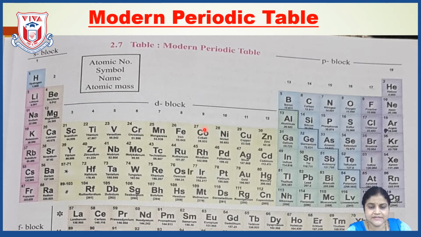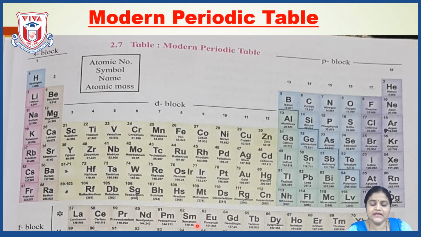Now not only this, the whole table is again classified block-wise. Here you can see the S block, then towards the right is the P block, at the center is the D block, and at the base of the main periodic table is the F block. So the whole table is classified into four blocks: S, P, D and F.